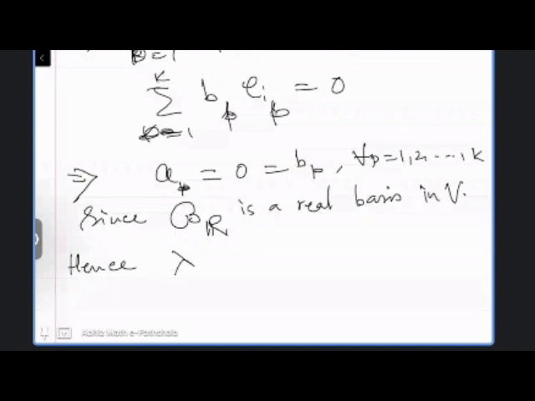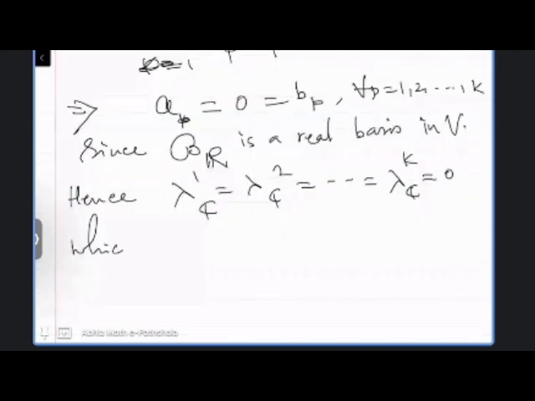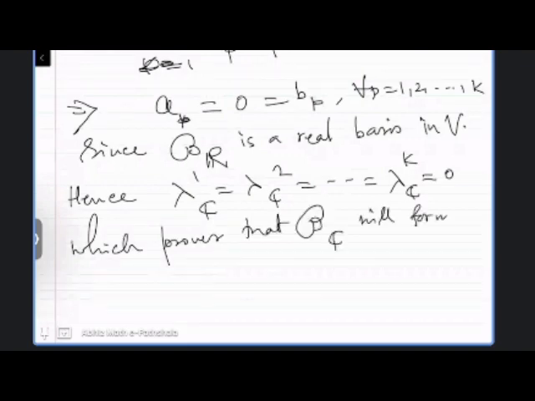So hence lambda C1, lambda C2, lambda Ck, all these are 0, which proves that curly BC will form a complex basis on VC. Okay? Is it good? Is it okay?